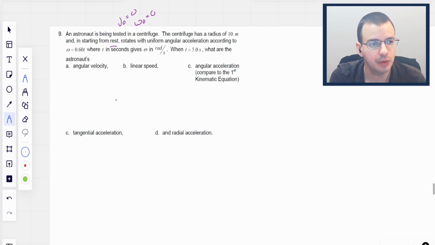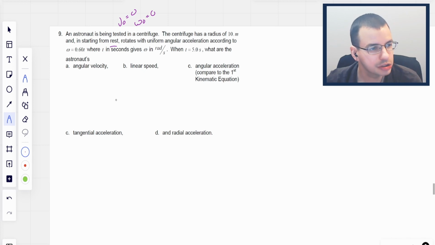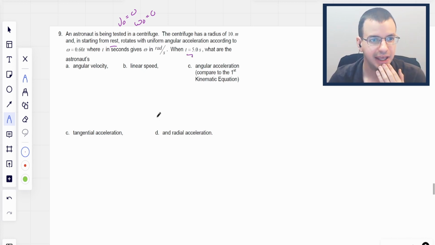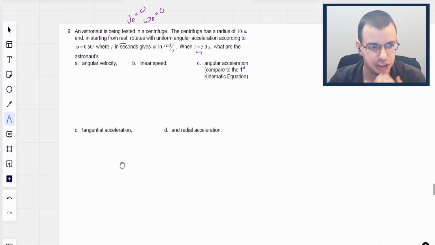So what is its angular velocity, where t is in seconds, gives radians per second, when t is 5 seconds? Oh, when t equals 5 seconds, okay. So this is a kinematics equations problem.